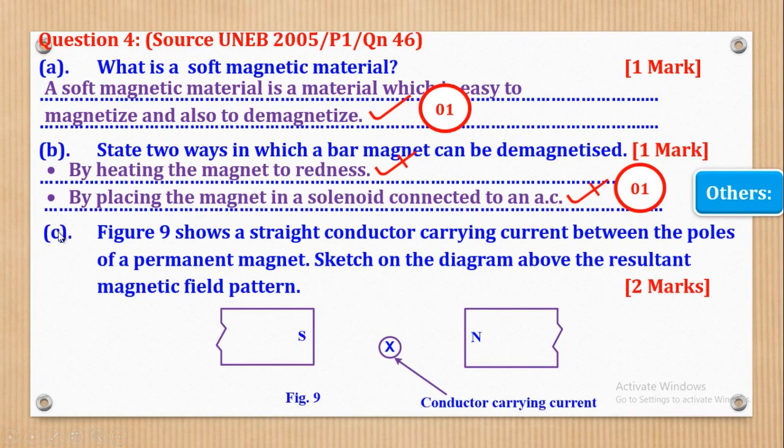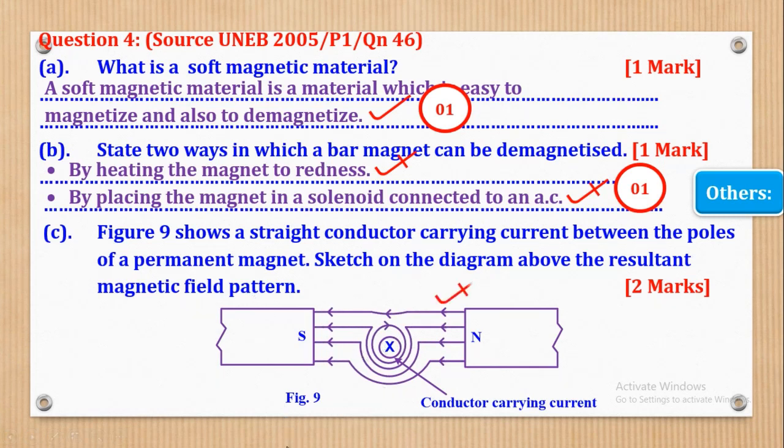Now we shall go to part C. Part C says that figure 9 shows a straight conductor carrying current between the poles of a permanent magnet. Sketch on the diagram above the resultant magnetic field pattern. So that will be the magnetic field pattern, and half a mark will be for this field, another half a mark for above, another half a mark for the field below, another half a mark for the field on the south pole. So that's how the 2 marks could be got.